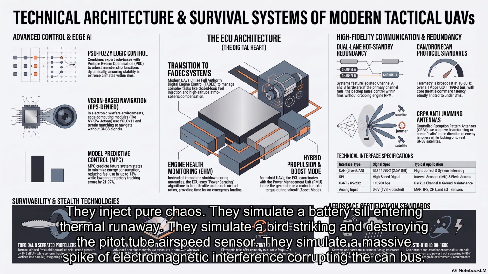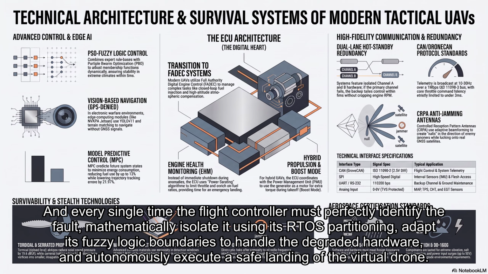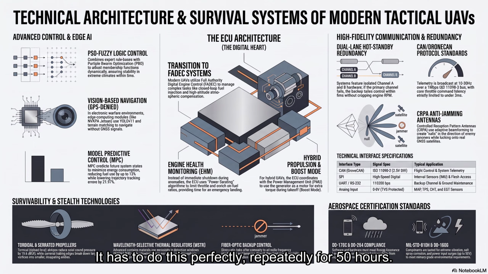They inject pure chaos. They simulate a battery cell entering thermal runaway. They simulate a bird striking and destroying the pitot tube airspeed sensor. They simulate a massive spike of electromagnetic interference corrupting the CAN bus. And every single time, the flight controller must perfectly identify the fault, mathematically isolate it using its RTOS partitioning, adapt its fuzzy logic boundaries to handle the degraded hardware, and autonomously execute a safe landing of the virtual drone. It has to do this perfectly, repeatedly for 50 hours.